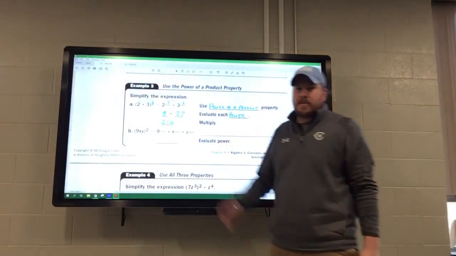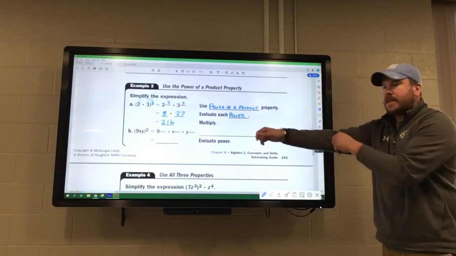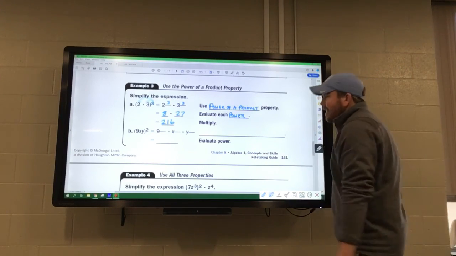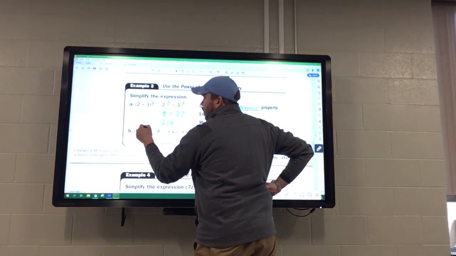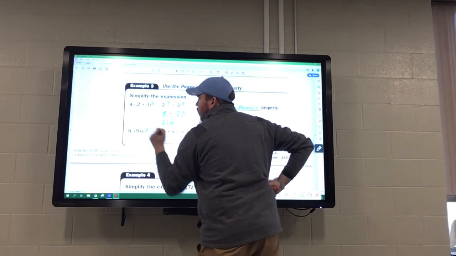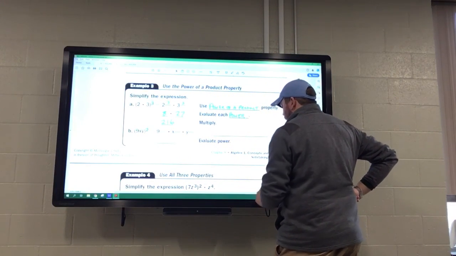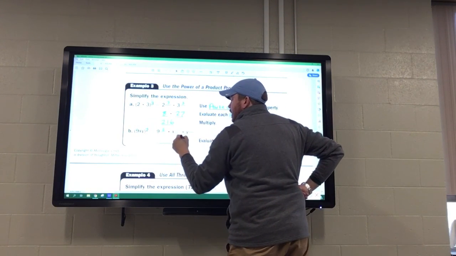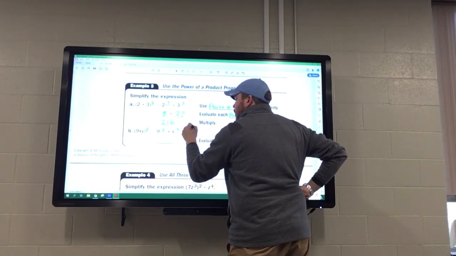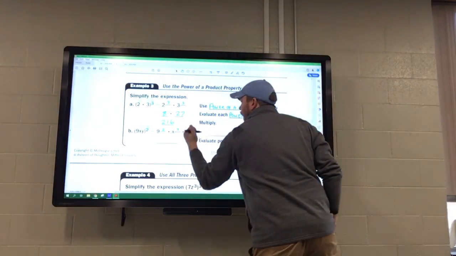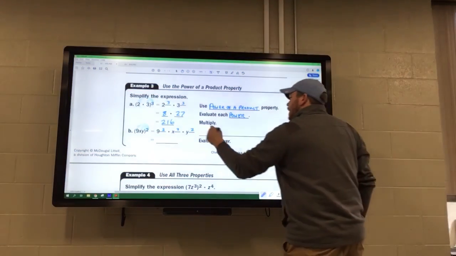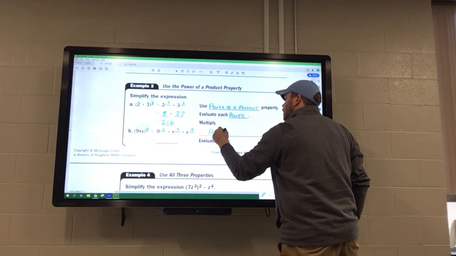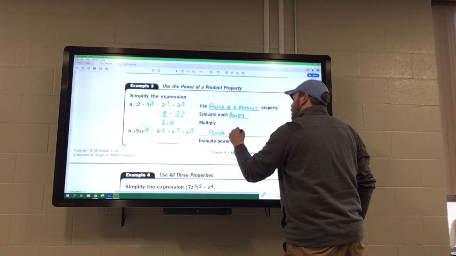What if we have some variables thrown into the mix? Like part B here, okay? Here we have 9xy all squared. We need to apply that squared to the 9, to the x, and to the y. So this will turn into 9 squared times x squared times y squared. Whoops, not y to the y squared. All right? And we did that using the power of a product property.